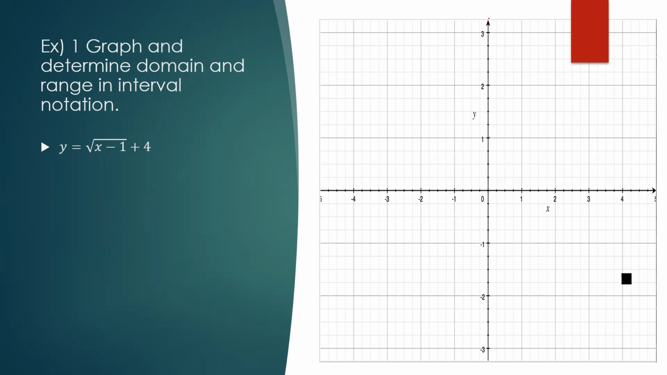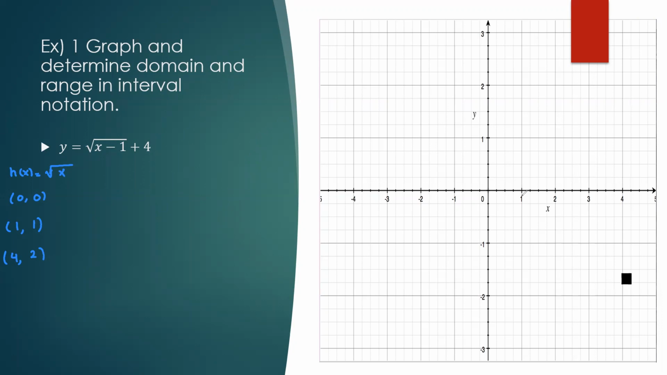What I would do first is start with the parent graph. Let's call the parent graph h of x equals square root of x. We need to pick 3 points from this graph. If you plug in 0, your output is 0. If you plug in 1, your output is 1. And if you plug in 4, your output would be 2. So you're going to graph that. Keep in mind this graph is not to scale.